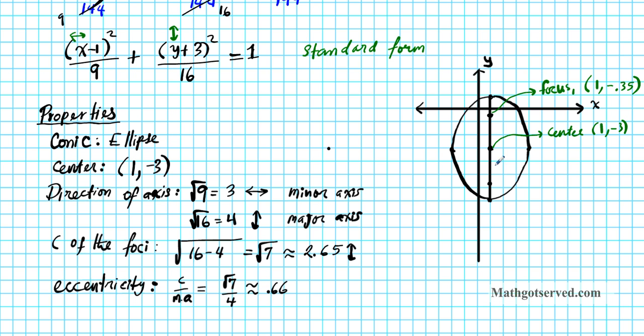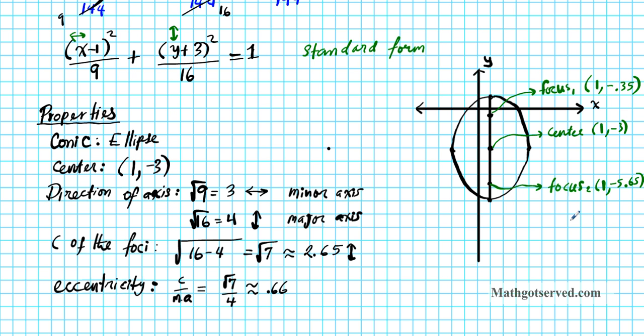All right, and then going down 1, 2, and then 0.65 gives you focus 2. Let's label that focus 2. It's going to be 1, comma, subtract 2.65. Here you have negative 5.65.